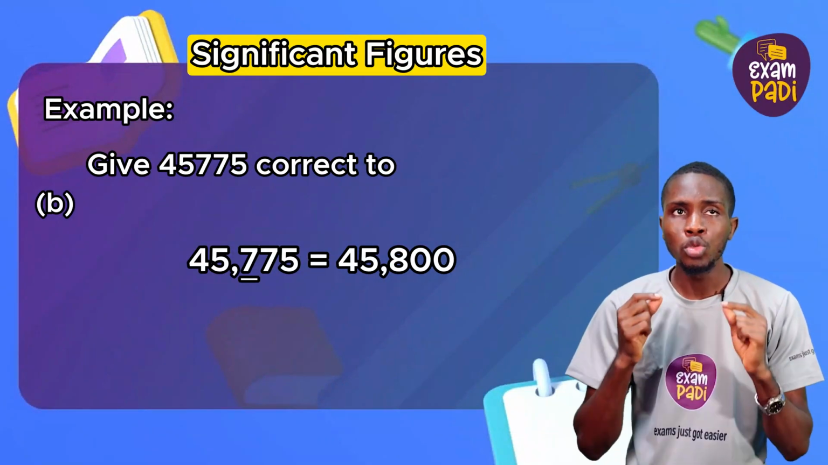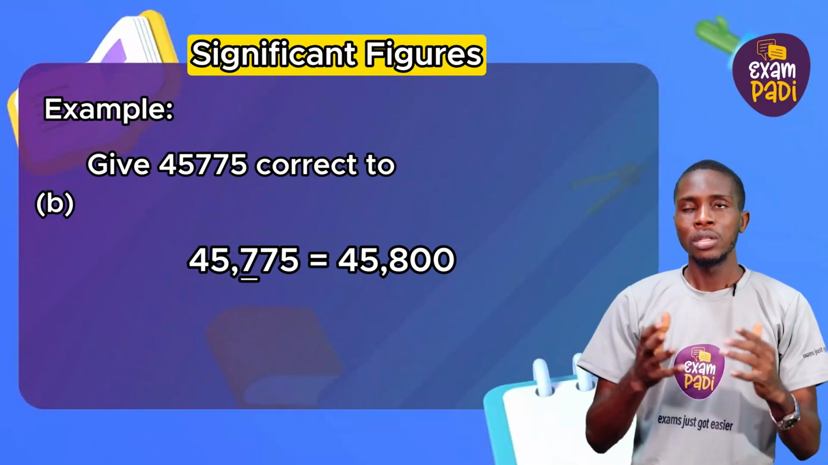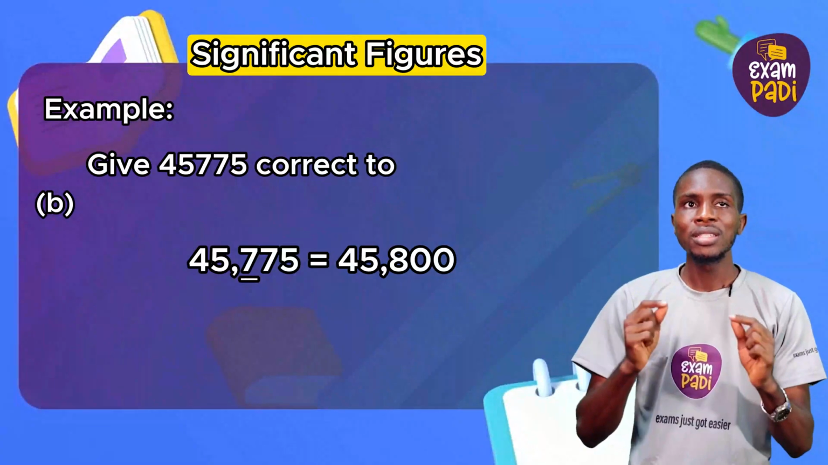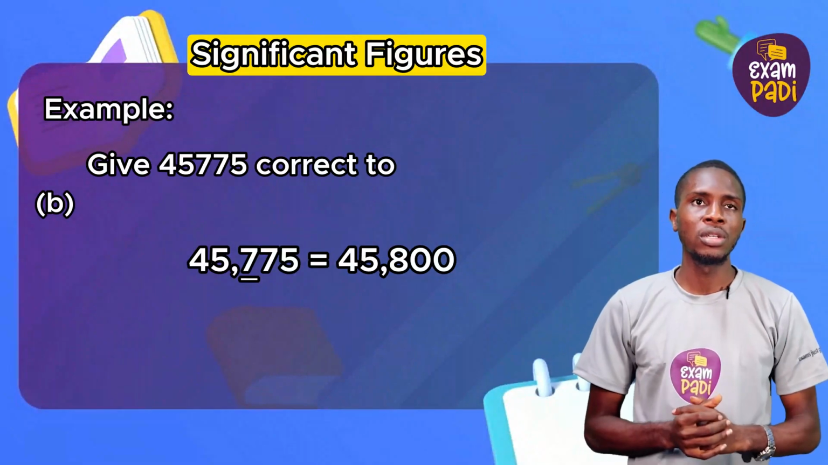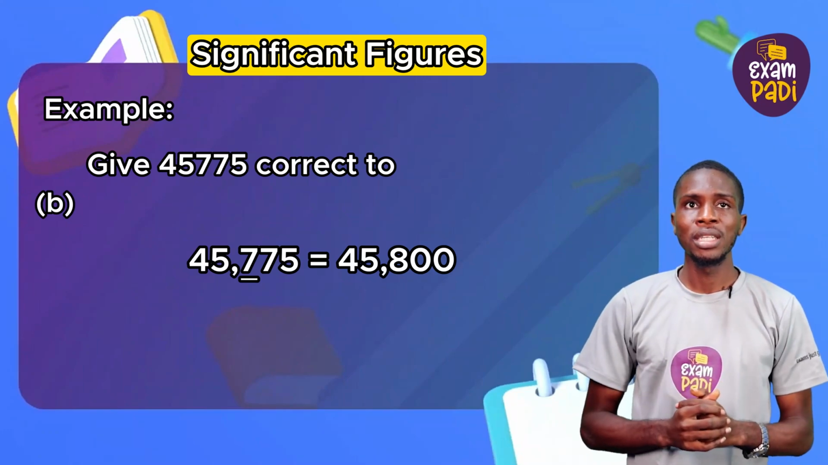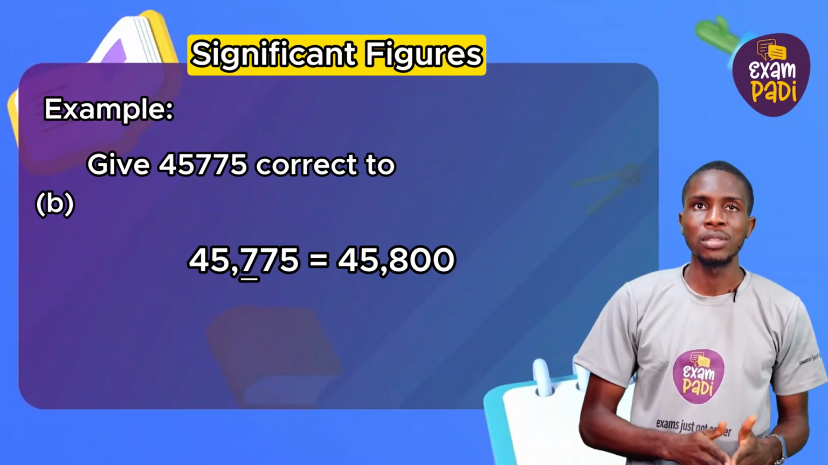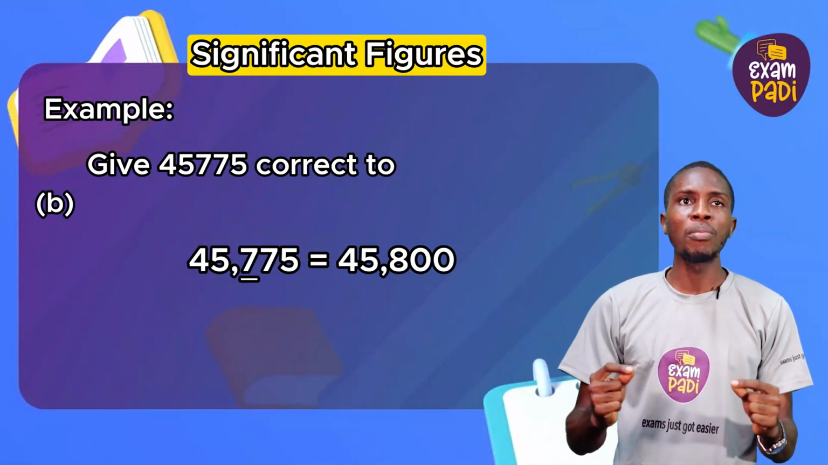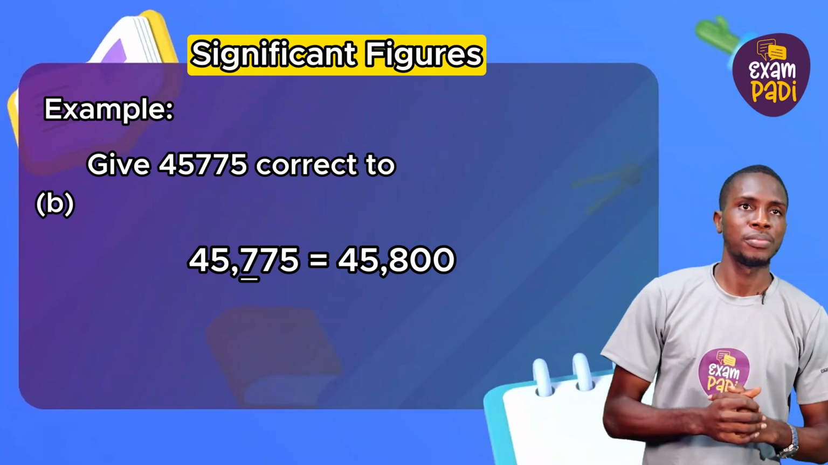45775 to 3 significant figures. This will give us 45,800. Since the next number to 7, which takes the position of the 3 significant figures, is 7, then it will add 1 to 7 to make it 8, thereby making every other number become 0.